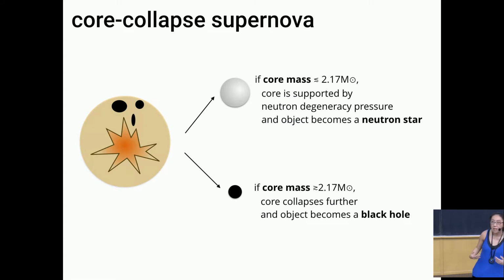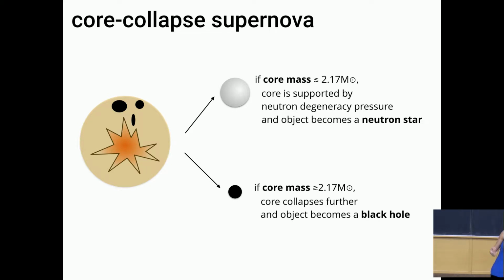So what's left at the end of the supernova? That really depends on the mass of the core. If the core mass is lower than around 2 solar masses, the core ends up being supported by neutron degeneracy pressure. So you get basically a ball of neutrons, zeroth order, and what you're left with is a neutron star.